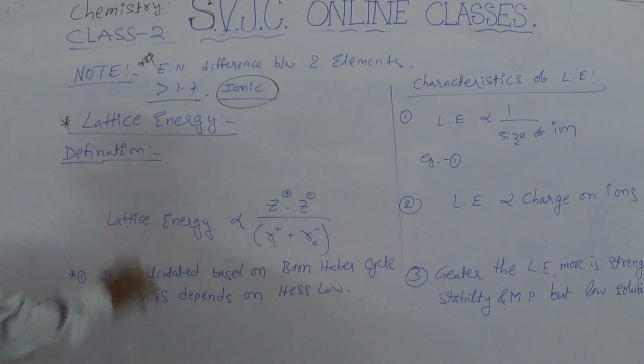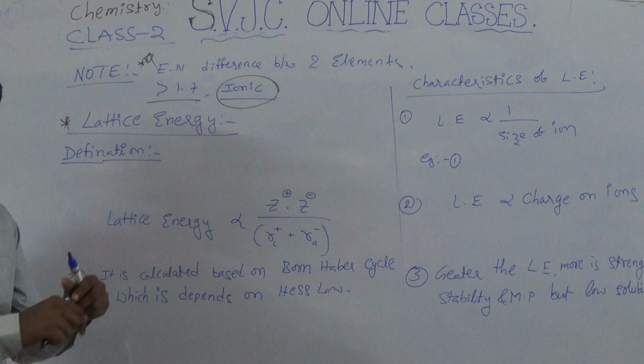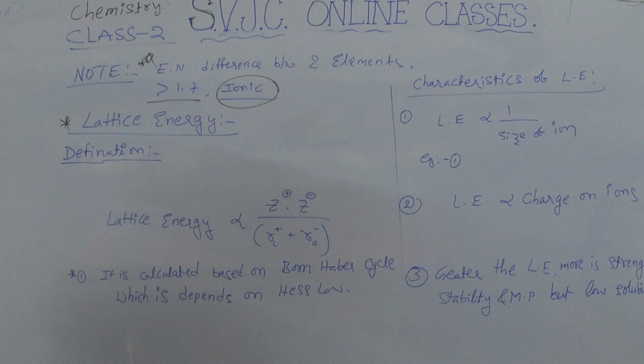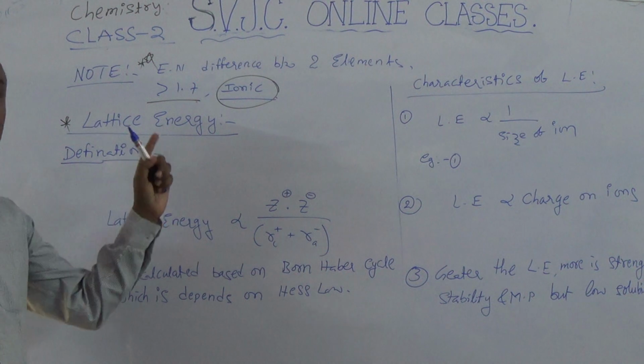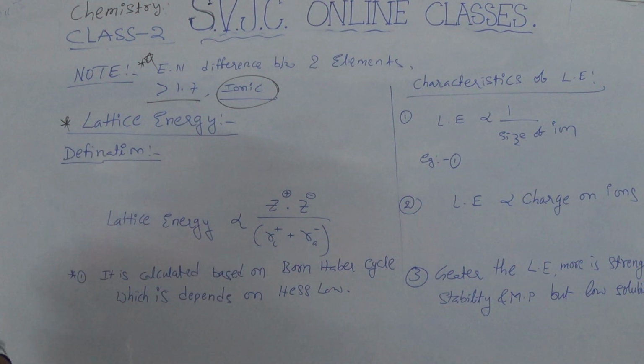Then a very important one is lattice energy. Lattice energy is released during the formation of an ionic compound. What is lattice energy? The amount of energy released during the formation of 1 mole of ionic compound from its gaseous cations and anions. That is called lattice energy.